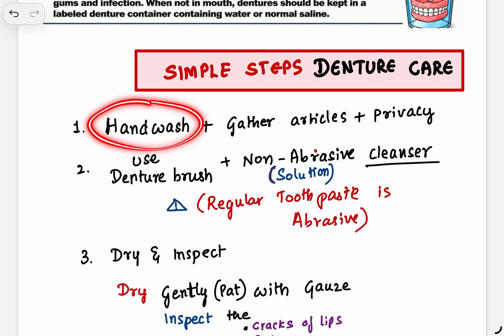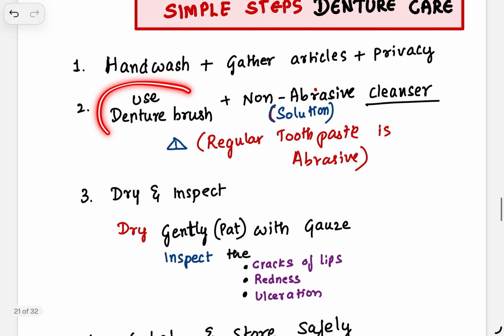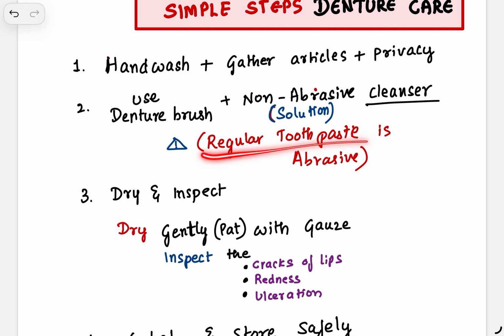Hand washing we have done, gather the articles which are needed, and we have to maintain the privacy, right? We have to use the denture brush and the non-abrasive solution, or non-abrasive cleanser. Sir, why do we not use the regular toothpaste? Because it is scratching, it has a scraping quality, which may dissolve the artificial dentures. Is that understood? So the first step is hand wash, privacy, and gather articles. The second step is use the articles, and the third one is dry and inspect.